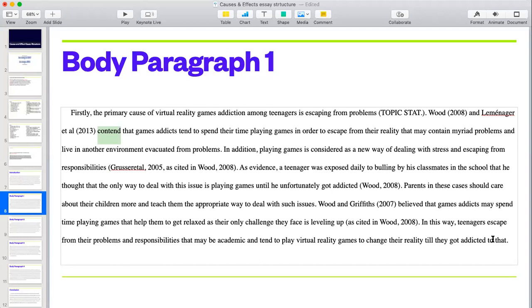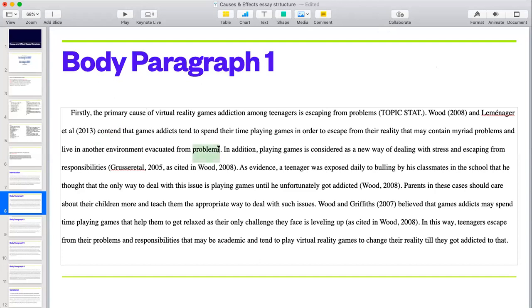So if I looked at the body paragraph and I found only one name, before reading the body paragraph, I know that it's weak because this writer took information only from one source. Okay? Is this point clear for everyone? Yes. Great. Let's see how she's doing it. So Wood 2008 and Leminger 2013 contend that games addicts tend to spend their time playing games in order to escape from the reality that may contain myriad problems and live in another environment evacuated from problems.